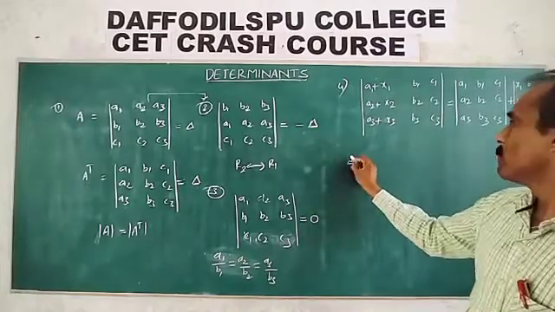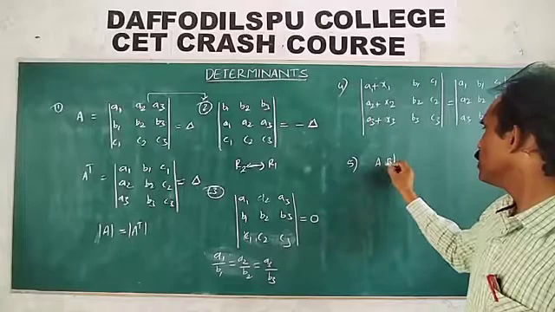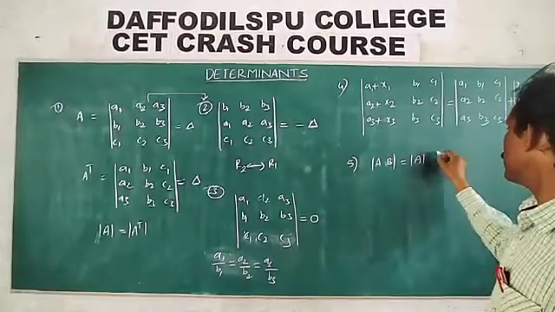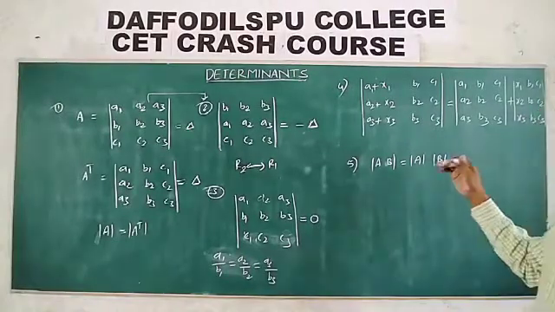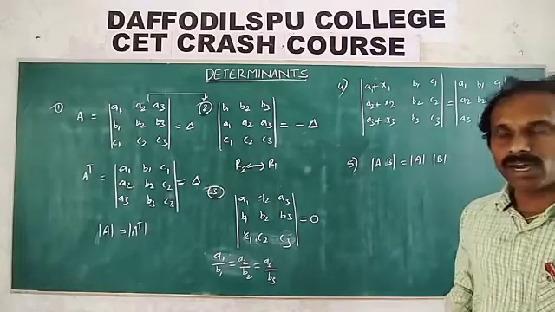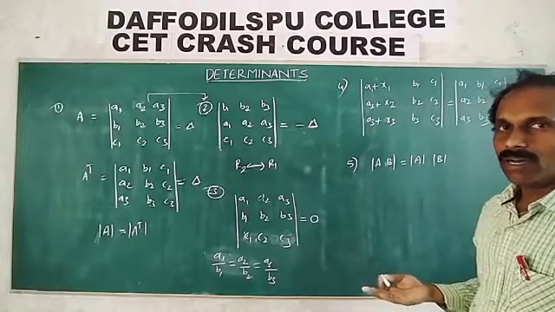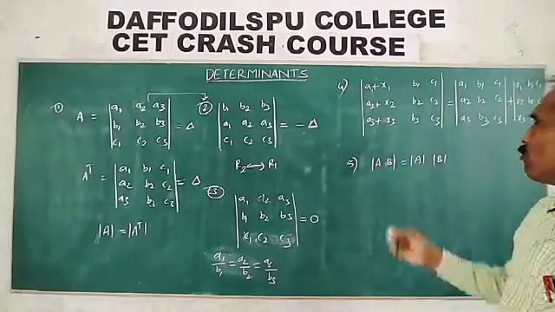And next, determinant of AB is equal to det A into det B. So this is one of the properties. And next, suppose the elements in a row or column are added to equal multiples of another row or column, then the resultant determinant is the same as the given determinant.